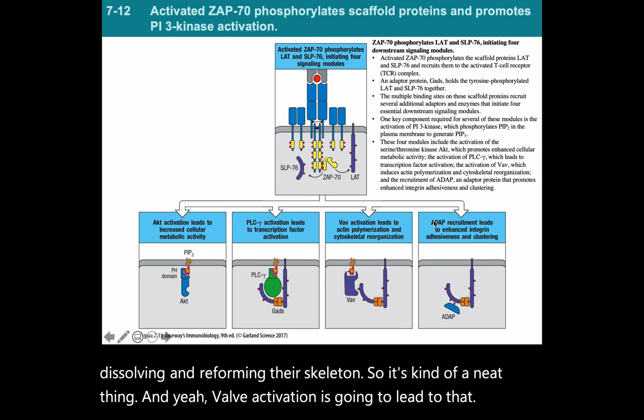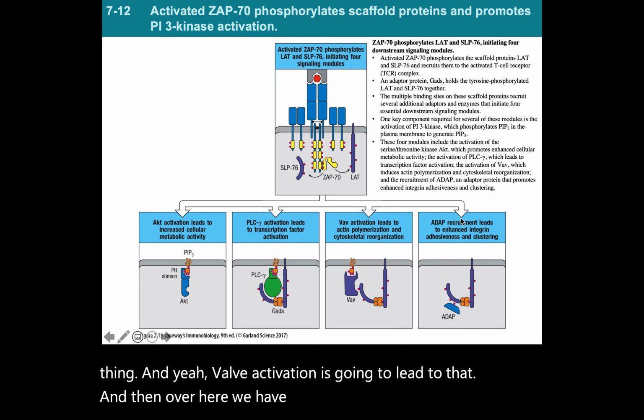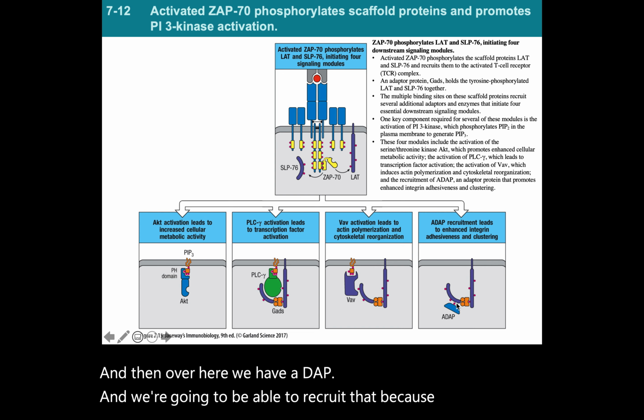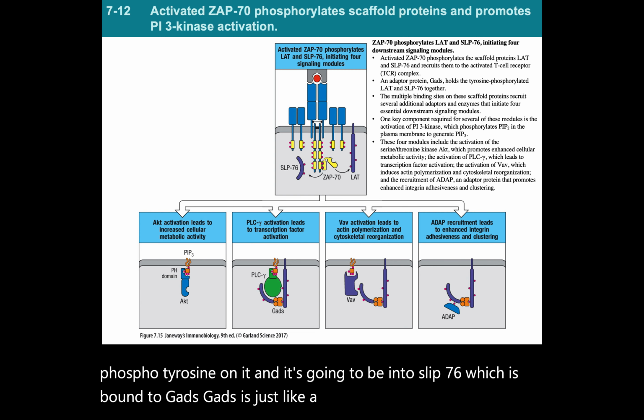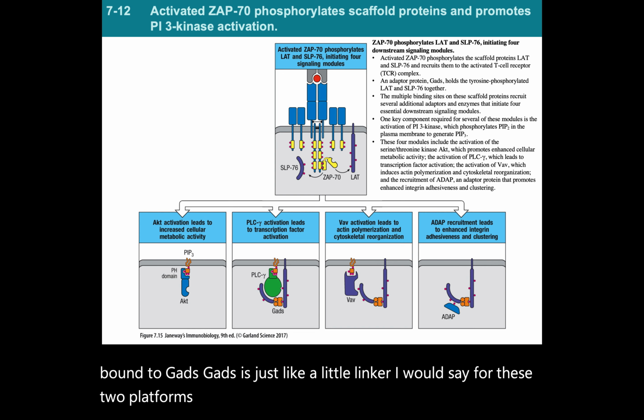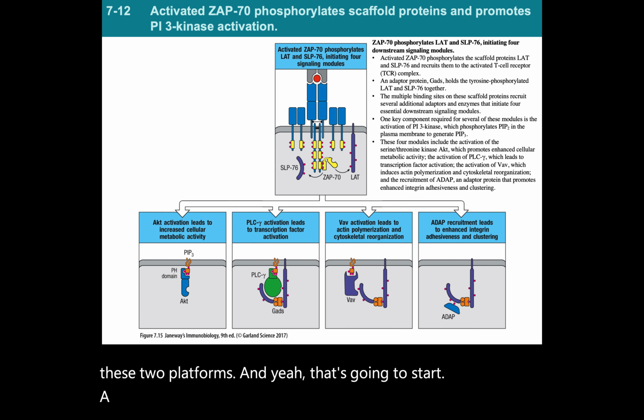And then over here we have ADAP, and we're going to be able to recruit that because it's also got a phosphotyrosine on it, and it's going to bind to SLP76, which is bound to GADS. GADS is just like a little linker, I would say, for these two platforms. Yeah, that's going to start a different pathway, which is going to lead to integrin sticking and clustering together.